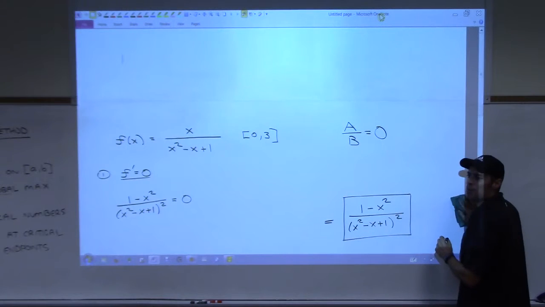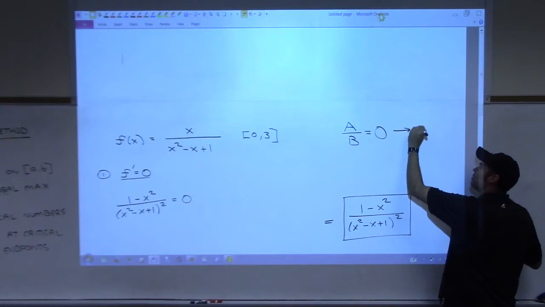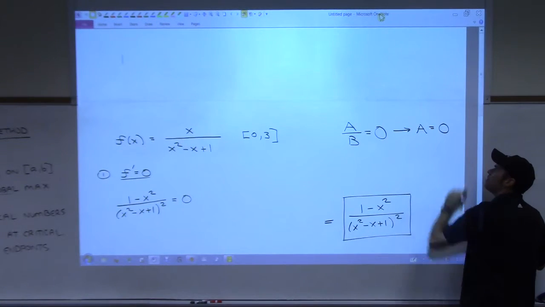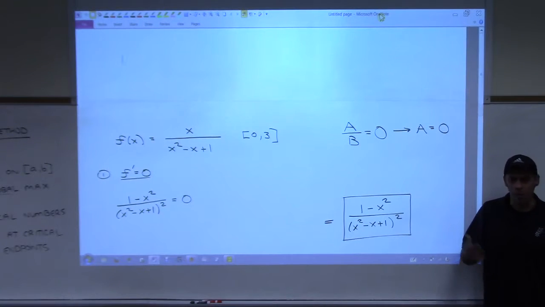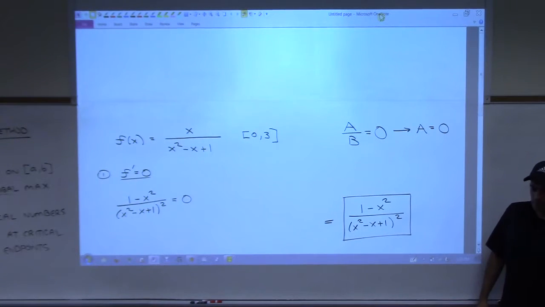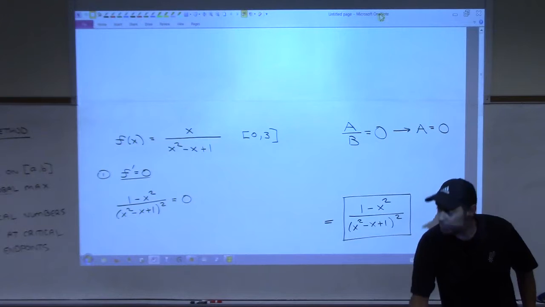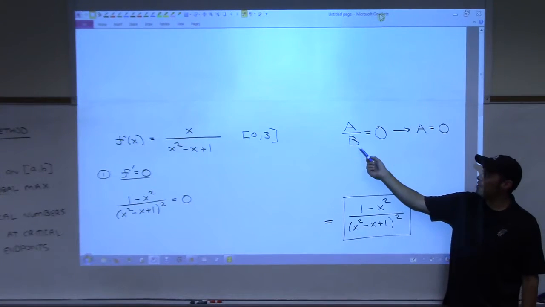Anytime a fraction is equal to 0, all you have to do is look at when the top is 0. Why? Because the bottom will make it undefined. Well, the bottom could be undefined, which would be a problem. We actually have to consider that.